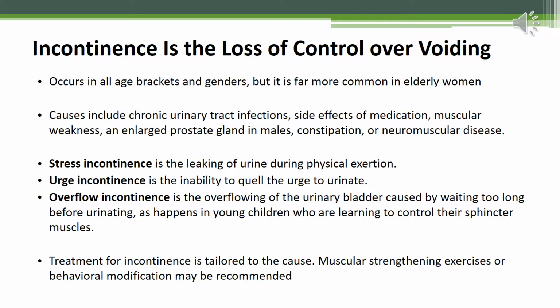And this is the type of incontinence which happens in young children who are still learning to control their sphincter muscles. The treatment for incontinence is typically tailored to the cause, and these include muscular strengthening exercises to increase the strength of the sphincters in the urethra, or behavioral modification may be recommended, so just not waiting too long to go in the case of overflow incontinence.